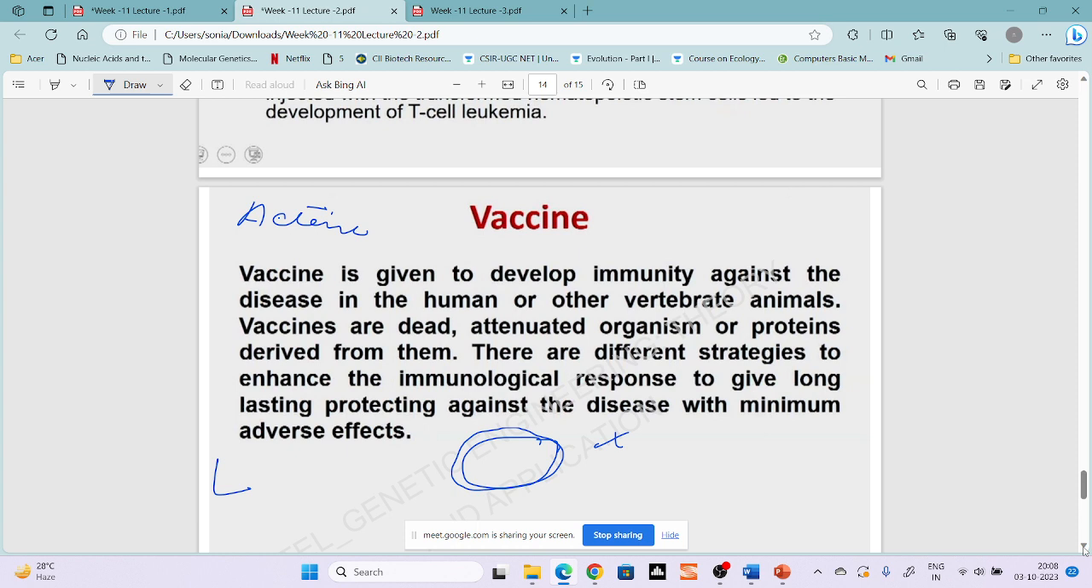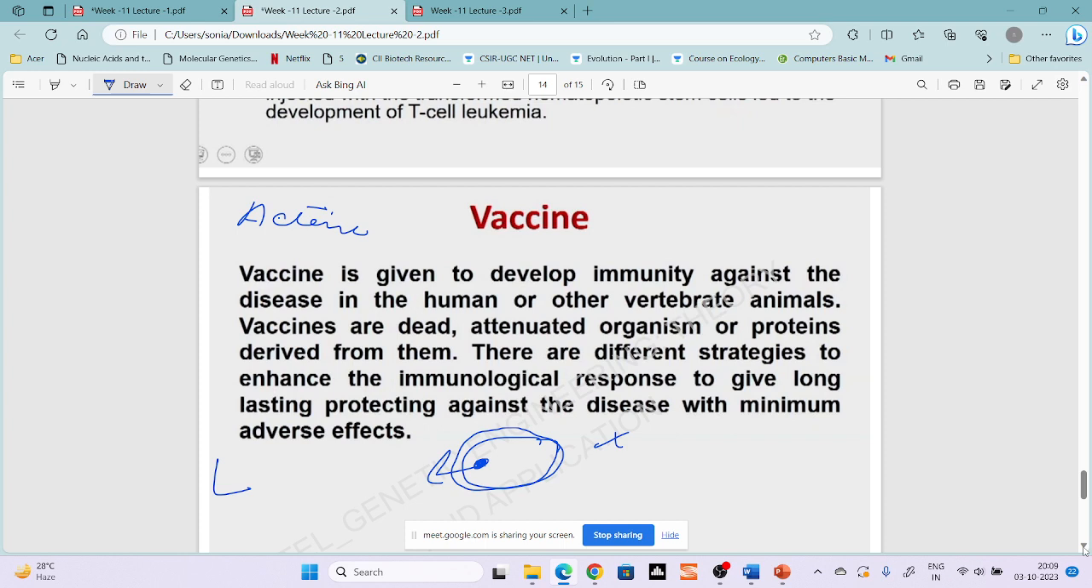Or I will not kill the whole bacteria, I will just attenuate it and then give it to the body. Or I know that, why give the whole bacteria when only a particular portion inside it is responsible for producing toxicity, so I will give just this portion only. So there are different kinds of vaccines: killed vaccines, live vaccines, attenuated vaccines, subunit vaccines, toxoid vaccines.